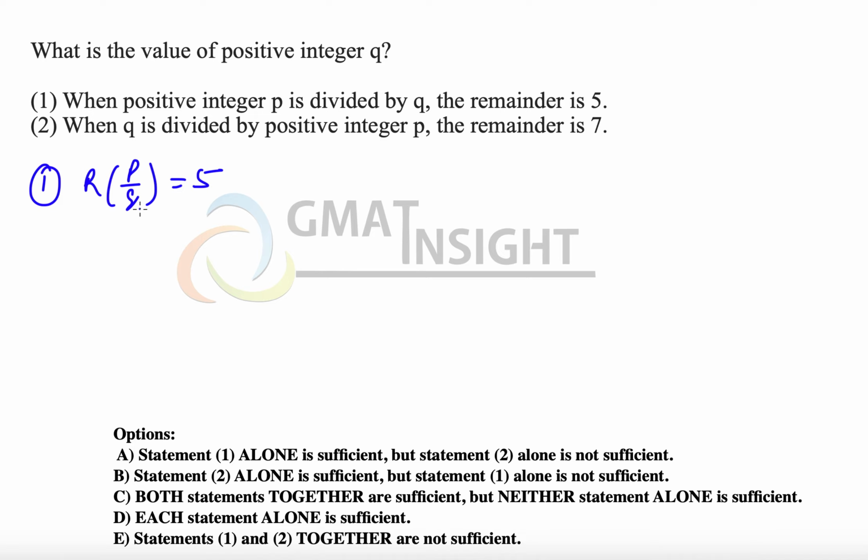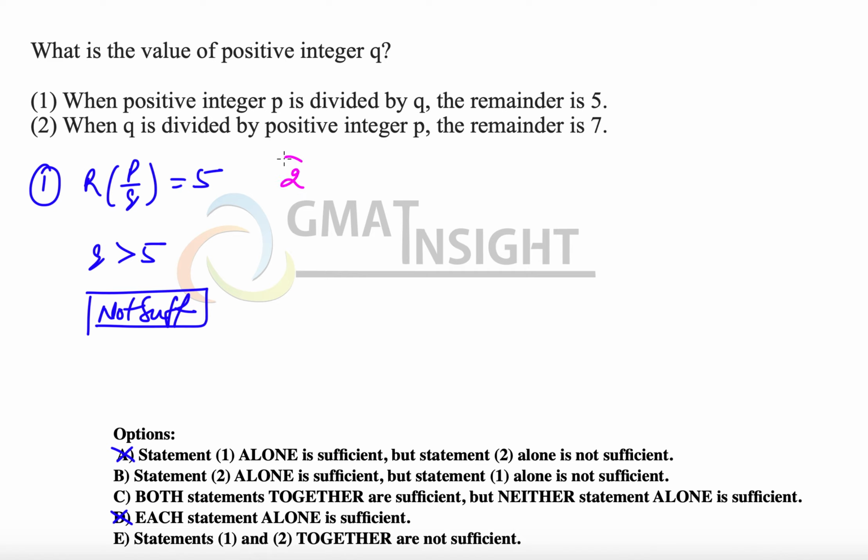But one thing that we can ensure is that since the remainder is always less than the divisor, we know that q is definitely greater than 5. But this information alone is certainly not sufficient to answer the question, therefore we can eliminate option A and option D at this stage. Now, let's look at the second statement.